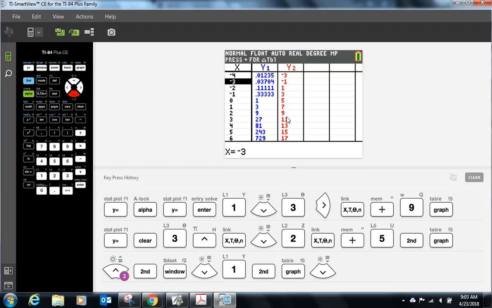What about -1? I'm just going through the choices. At -1, f of x is smaller than g of x. Do we got it? So which one do we have here? -1.